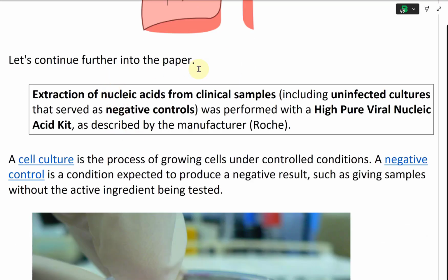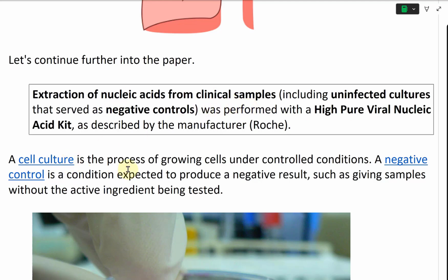So let's continue further in the paper. Extraction of nucleic acids from clinical samples, including uninfected cultures that served as negative controls. Again, there's very little info on these supposed negative controls in this paper. This was performed with a High Pure viral nucleic acid kit as described by the manufacturer, Roche. I'm not going to go over it, just the results or supposed results. So they would extract these from these supposed clinical samples, including unaffected cultures.